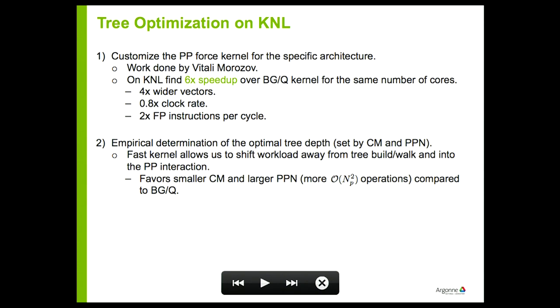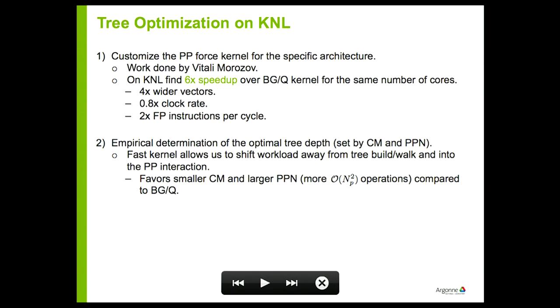So for example, on the KNL we have 4 times more vector usage. The wall clock time is slightly smaller on the KNL, but we can do twice as many floating point instructions per cycle on the KNL. So if you multiply these 3 numbers, you get 6.4, which is around what we're finding, which is reassuring.